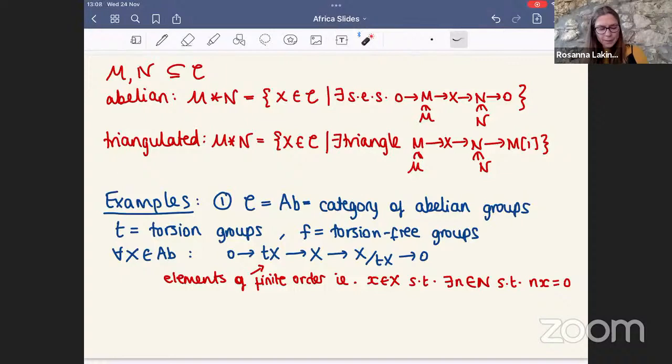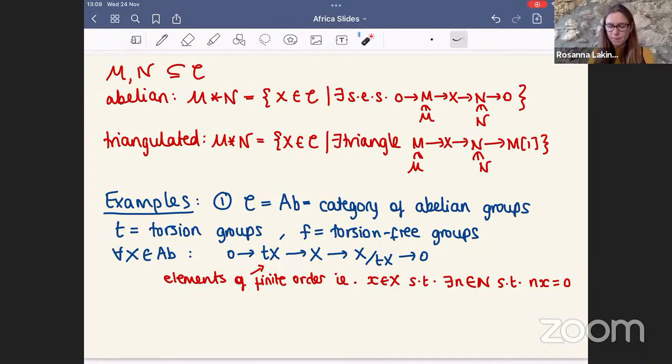So please, I wanted to say, stop me if there's anything. I'm not used to giving talks with slides, but I'm having some technical problems recently, so I thought it was safer. So stop me if I'm going too fast or if anything's not clear. So just please interrupt. So this is the first example in the abelian setting.